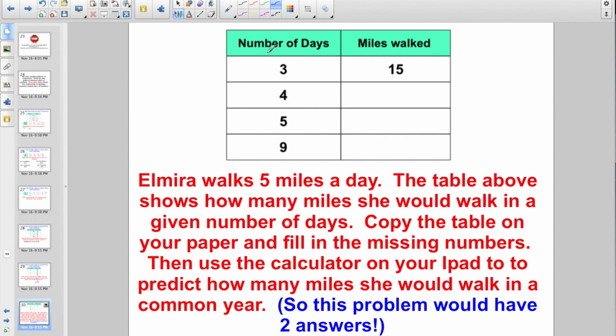Check out this one. Number of days and miles walked, right? And it tells you Elmira walks 5 miles a day. The table above shows how many miles she would walk in a given number of days. They just want you to copy the table on your paper, fill in the missing numbers, but check out this part. Then use the calculator on your iPad to predict how many miles she would walk in a common year. Hopefully you know how many days there are in a common year. Otherwise, you better look that up. So, this problem would have 2 answers, right?